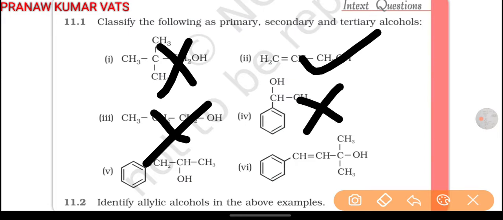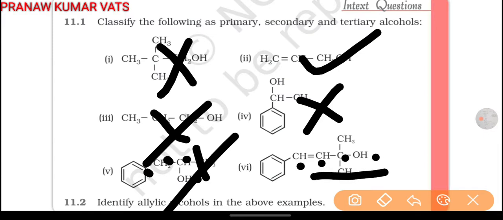Now the fifth one: one carbon is sp2 hybridized, but that is of the benzene ring. It is not following the sequence. This is the sp2 hybridized carbon of the benzene ring, then sp3, then sp3, and then OH. But what should the sequence be? sp2, sp3, then OH. So this is also not allylic. Now we come to the sixth part. You can see sp2, sp2, sp3 and then OH. It means it is following this sequence: sp2 hybridized carbon atom, sp3 hybridized carbon atom, and then the functional group. So this is our allylic alcohol.